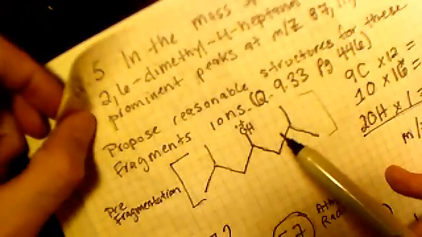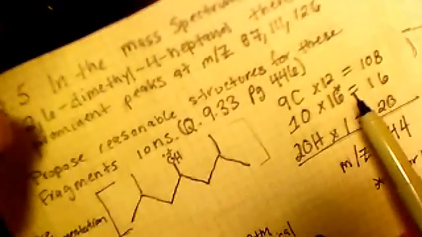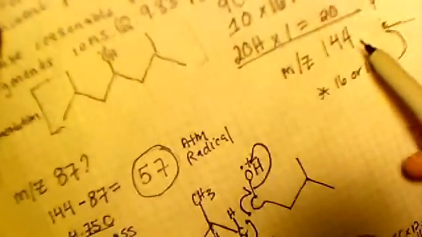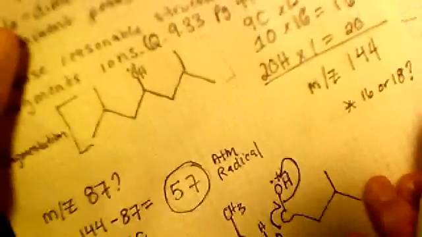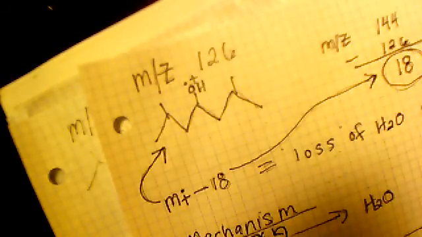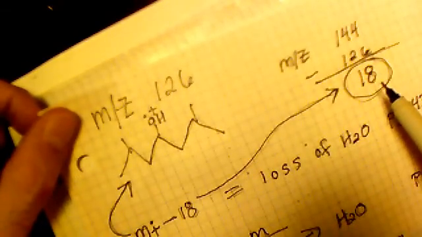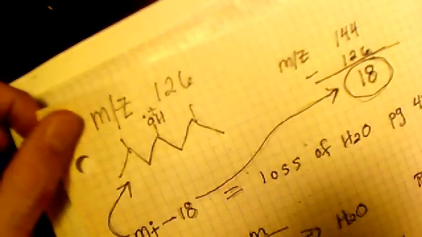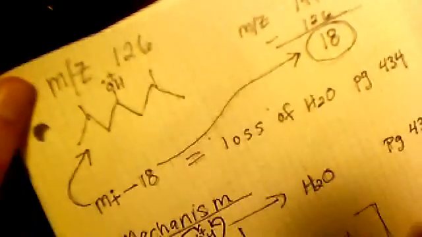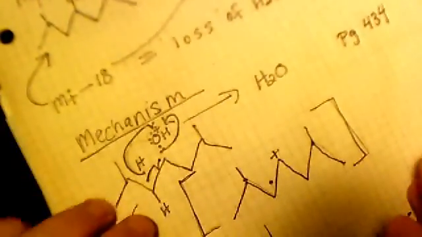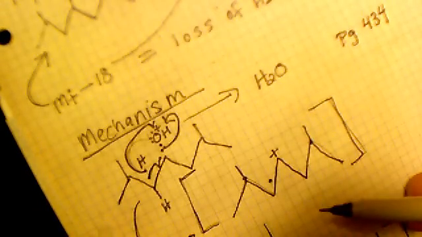We had a molecule that fragmented right here. It was 2,6-dimethyl-4-heptanol, right? The molecular mass was 144. So it fragmented and it became 126, right? So it lost 18 atomic mass units. So obviously it lost oxygen, water.